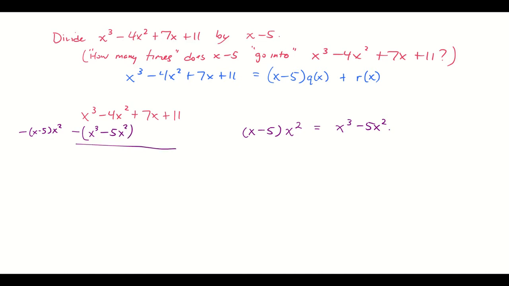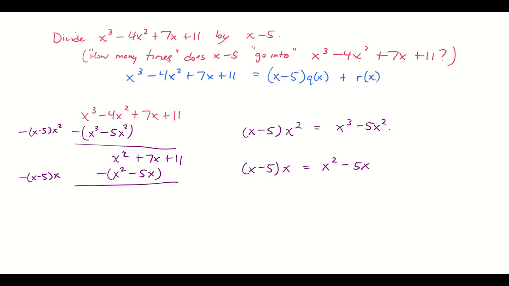What does that leave me with? Well, I'm subtracting negative 5x squared from negative 4x squared. I believe that leaves me with x squared. I've got 7x plus 11. Okay, so now I think, what is another useful multiple of x minus 5 that I could take out? Well, if I take x minus 5 times x, that'll give me a term of x squared. In fact, that gives me x squared minus 5x. So if I subtract x squared minus 5x, so again, what I'm doing is I'm subtracting x minus 5 times x.